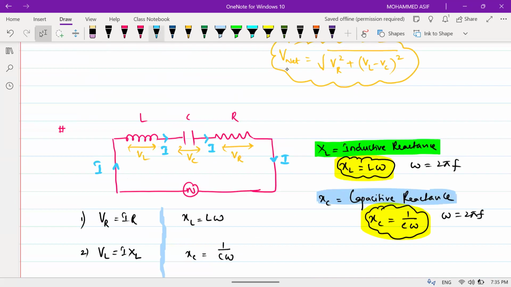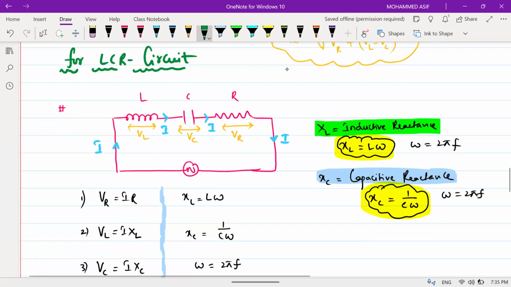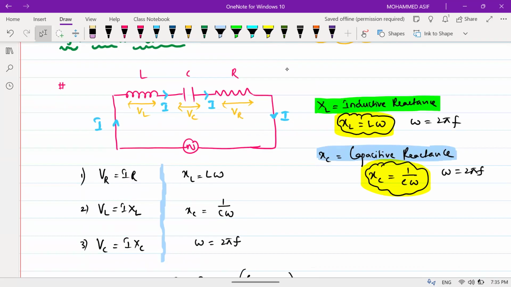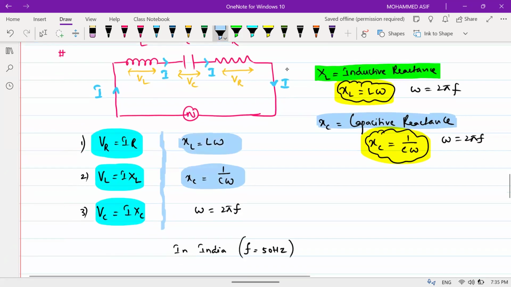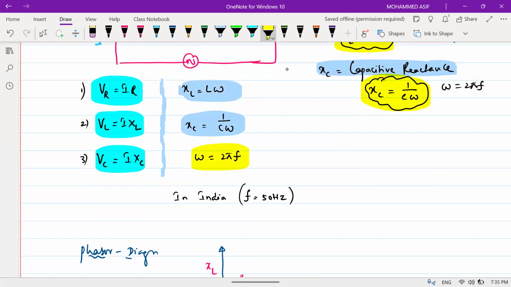For an LCR circuit, the potential across the inductor is known as VL, the potential across the capacitor is VC, and the potential across the resistor is VR. Now, what are the formulas? VR is calculated by I into R, VL by I into XL, and VC by I into XC. XL is the inductive reactance, L omega. XC is the capacitive reactance, 1 by C omega. Omega is written as 2 pi F. In India, the frequency is 50 Hz.